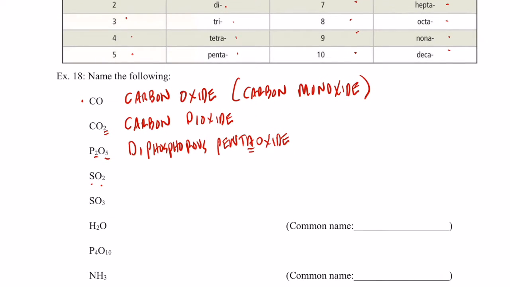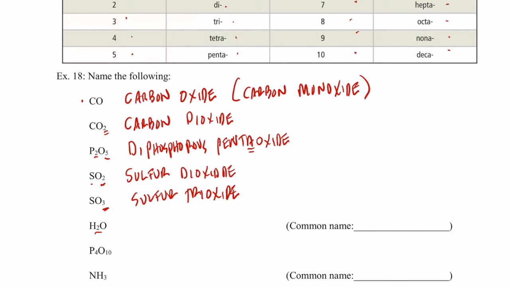SO2. So we have one sulfur, so we can just say the word sulfur, and two oxygens, so we have dioxide. And then SO3 would be sulfur trioxide.